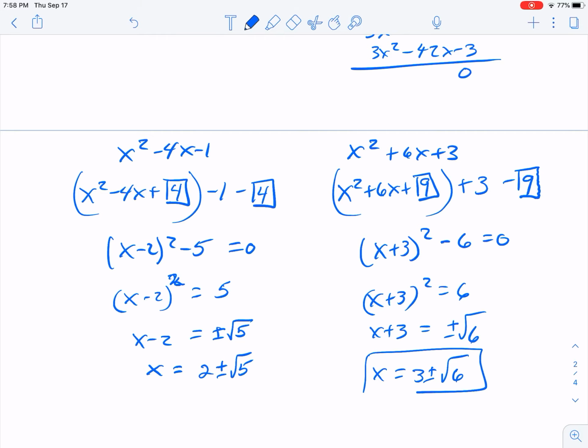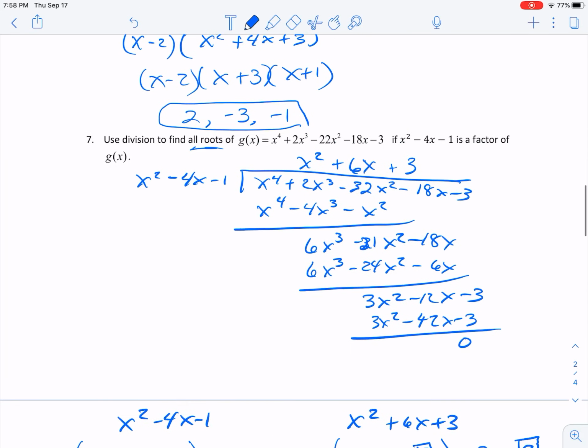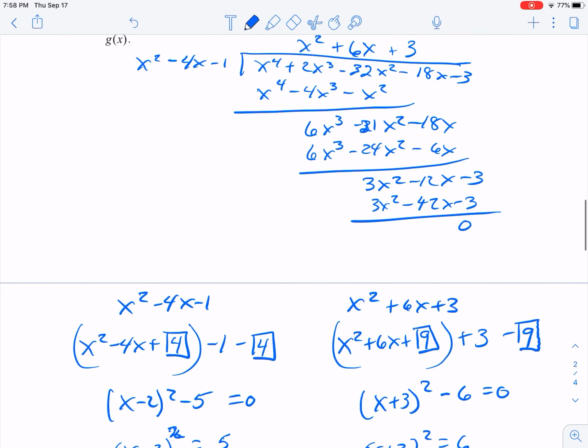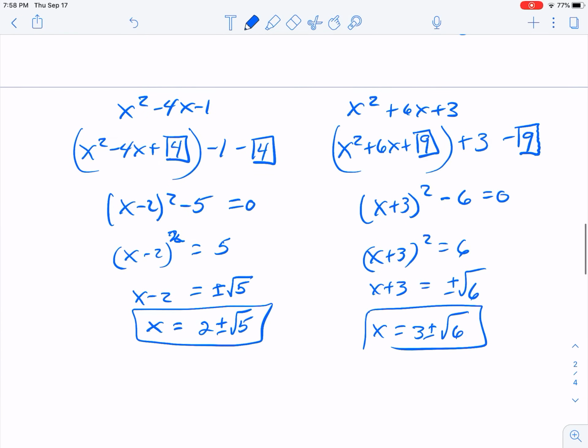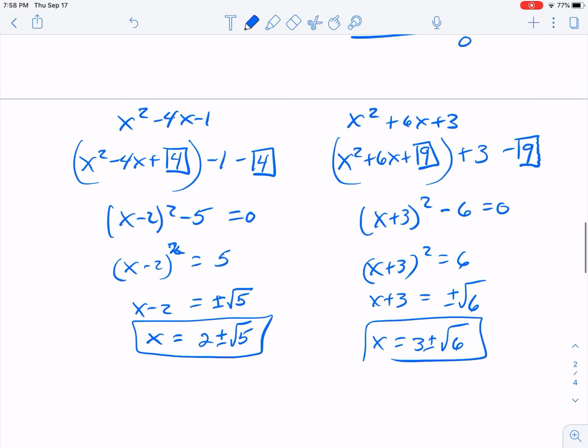So there's 2 of my roots. Here's the other 2 roots. I have 4 roots because this is an x to the 4th. Remember, these are rational numbers. They're on the number line. They're just not pretty. Okay? Now it's time for you to practice.